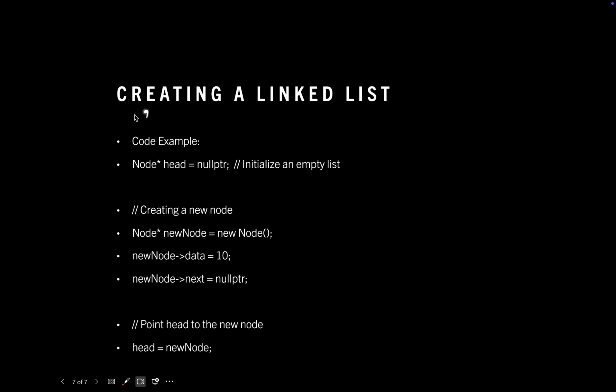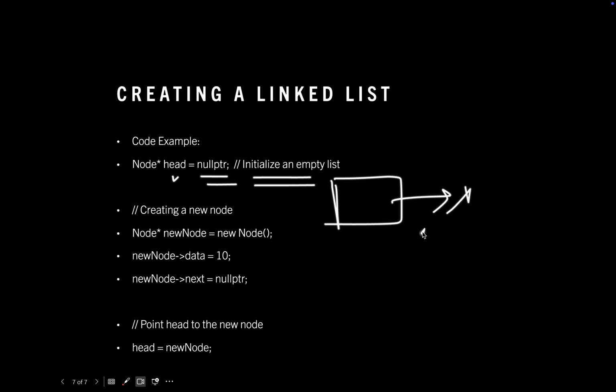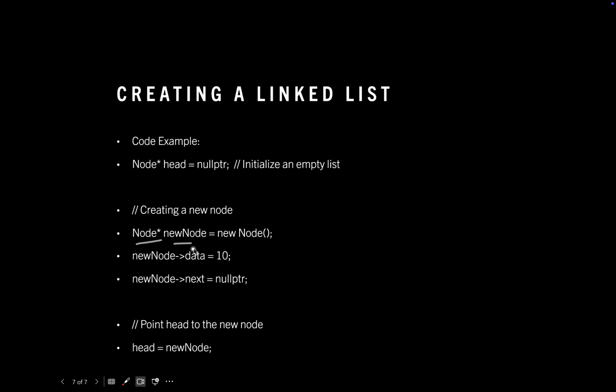Here is an example of how to create a linked list using this code snippet. I have created a node star head. Head is a node, and this node is pointing to nothing, which means it is initialized with an empty list. Now I have a node star new node. I have created a new node with a constructor call, new Node. And in new node I have to insert some data, and this kind of symbol is used to assign data.